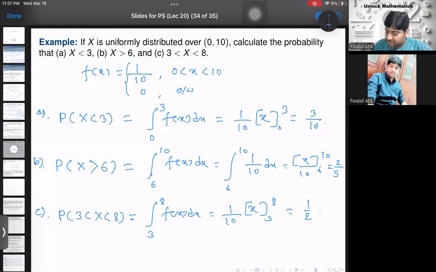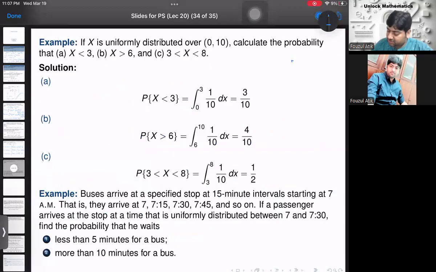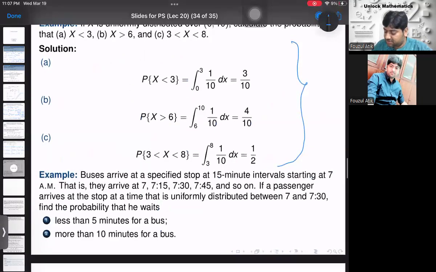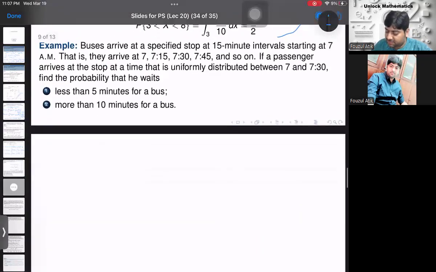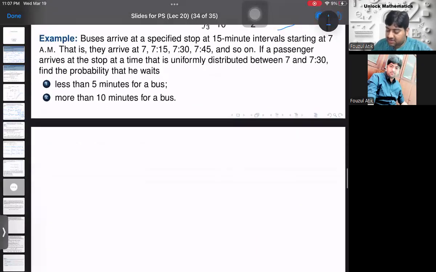Now we will do another one. This problem is already done, we have done it in the last thing. Now we have another example which is a very interesting one. Buses arrive at a specified stop at 15 minutes interval starting at 7 a.m. That is, one bus will come at 7, then next is 7:15, next is 7:30, 7:45, and so on. So in a 15 minutes gap, one bus will come.